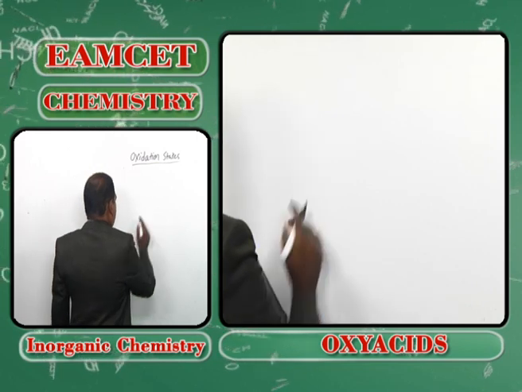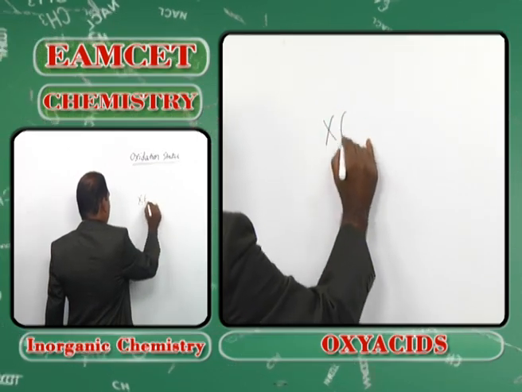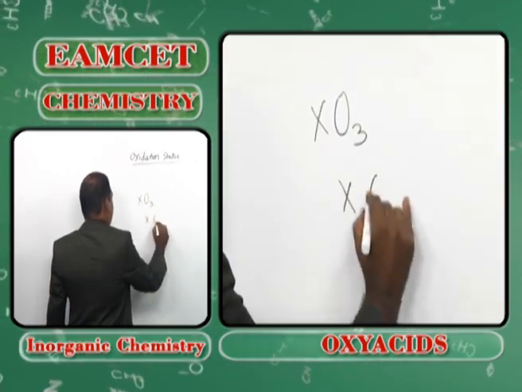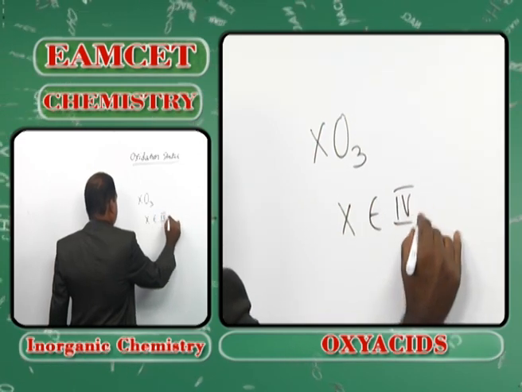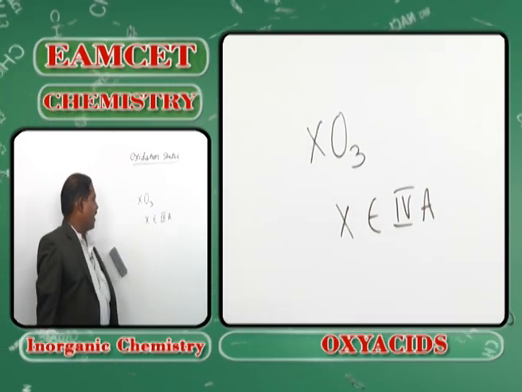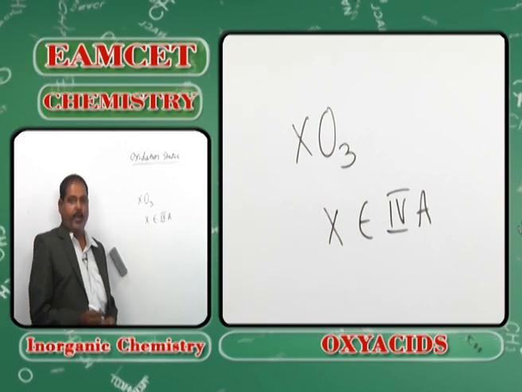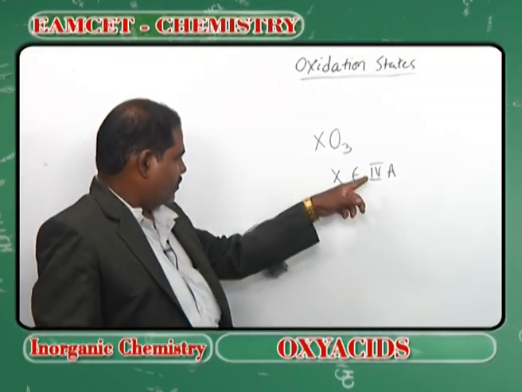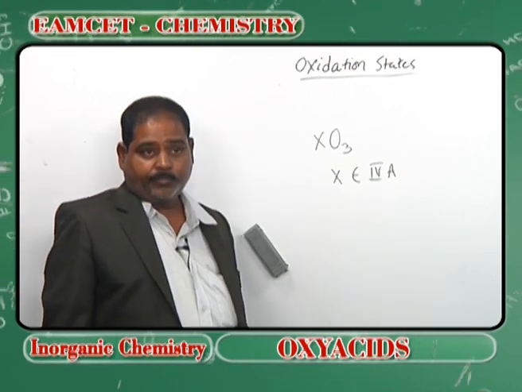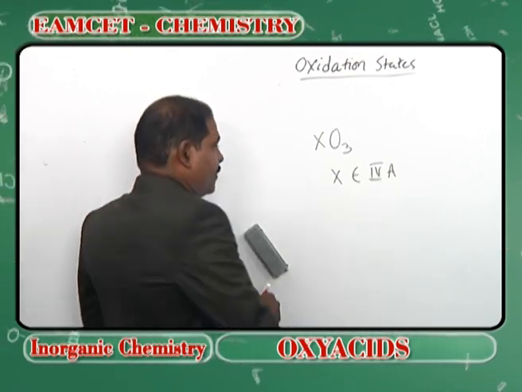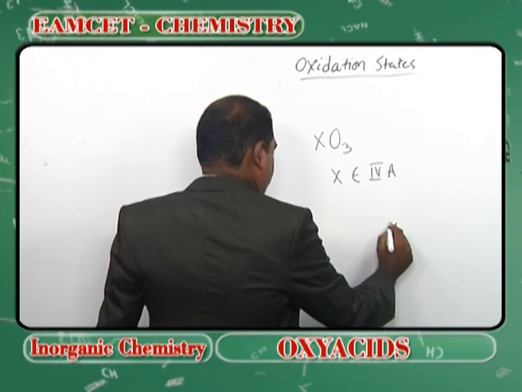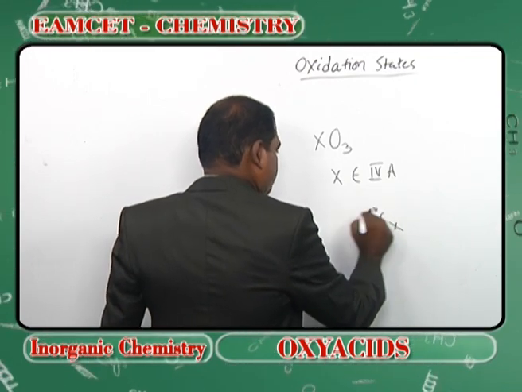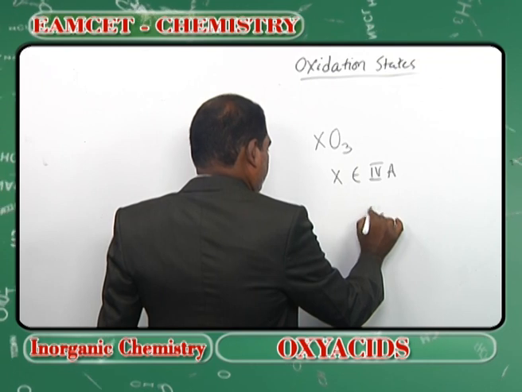So draw the structure of XO3. X belongs to 4A. If you understand this question, you learn too many things. X belongs to 4A, which means the maximum oxidation state is plus 4. It can't be more than 4.